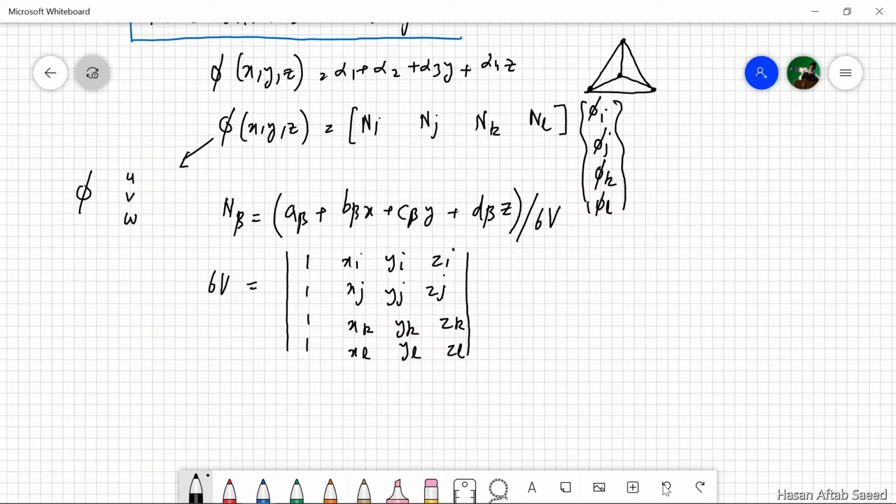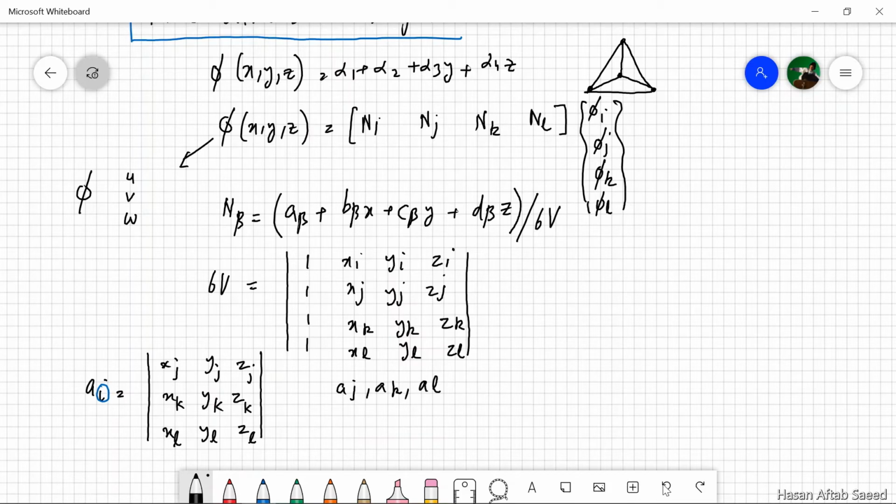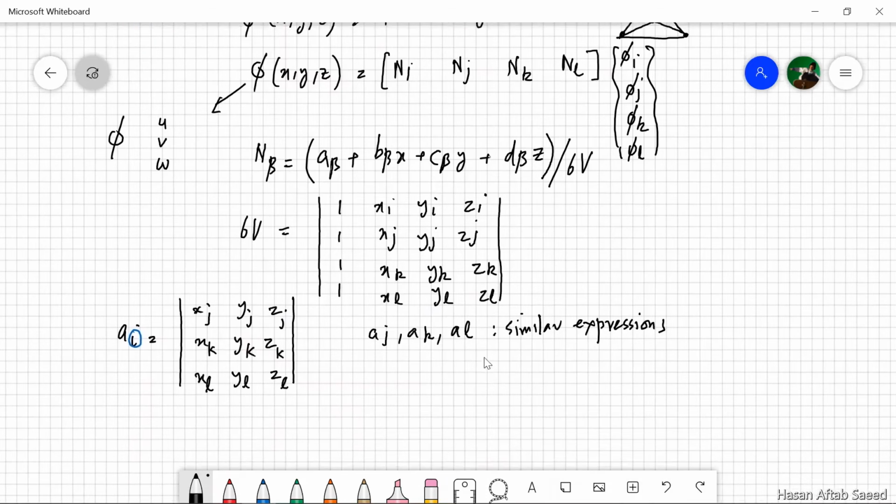As for the expressions for A, B, C, and D, I'll just write one for each. And you can again spot the similarities between these expressions and those for the 2D case. Obviously, the dimensions will be bigger. This is the X column, this is the Y, and this is the Z. And because this is i, you have j, j, j, k, k, k. This part is similar. And then you have l, l, and l. And similarly for Aj, Ak, and Al. Similar expressions. You can write them down very easily if you understand the pattern.